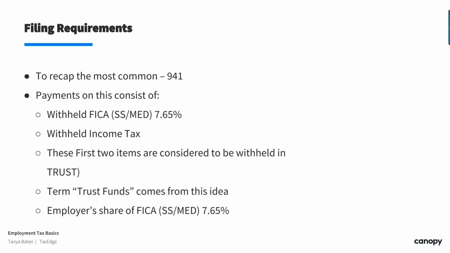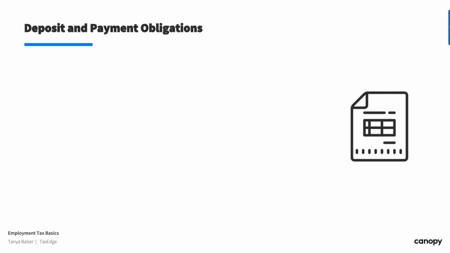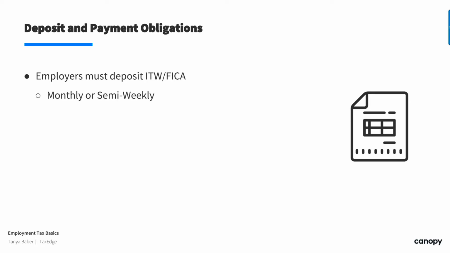What are now the deposit and payment obligations? We talked about filing requirements, so you have two different requirements for somebody: the filing and the paying. They have to deposit the income tax withholding and FICA monthly or semi-weekly in almost every case. But the timing depends on the date of the payroll. So what that means is, let's say we're in the month of June. We happen to pay a payroll on the last day of June. For most monthly filers, that's going to be due July 15th. If we're in the month of September and we pay on September 30th, that is due October 15th.